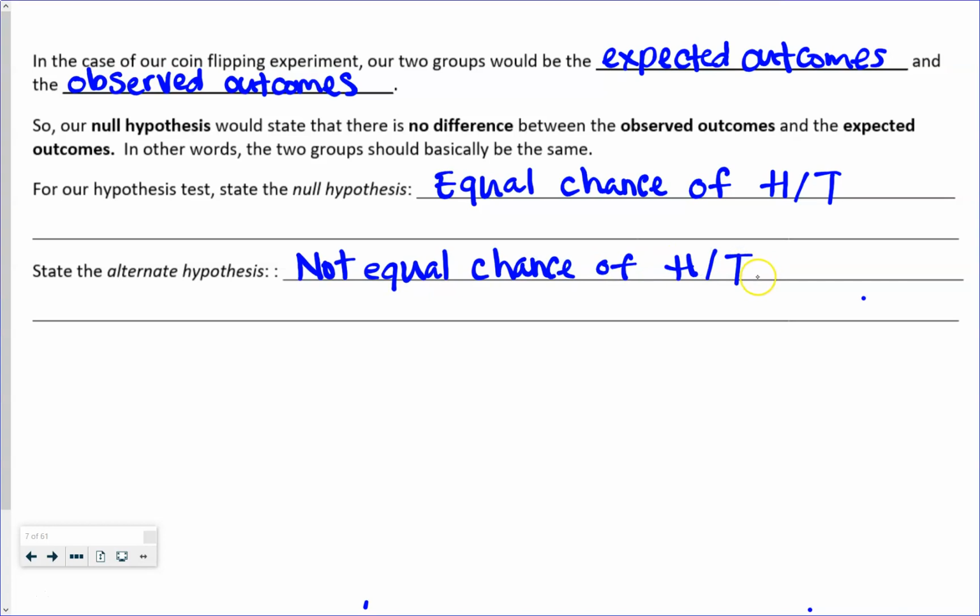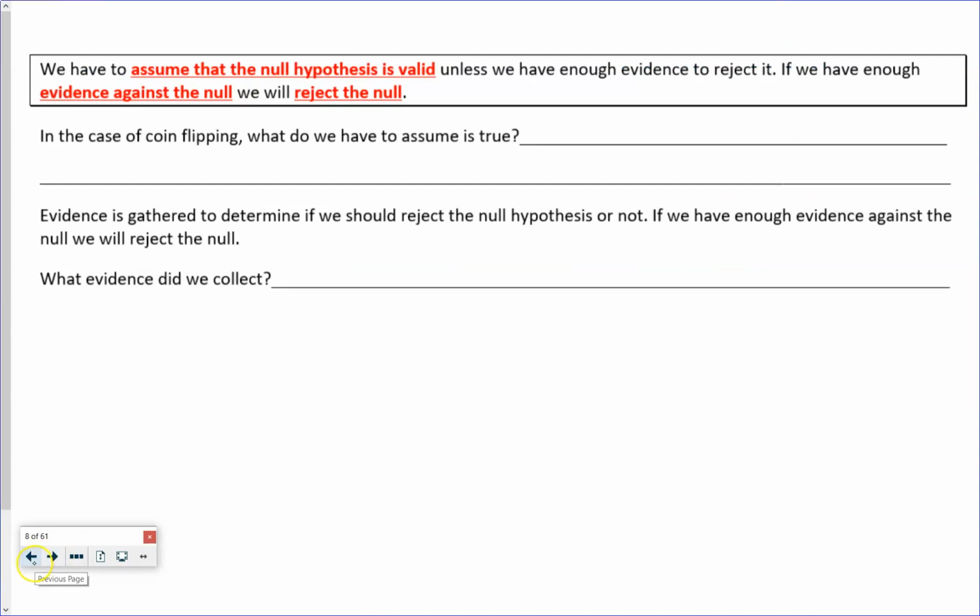Okay, so null hypothesis, no difference. Alternate, opposite, there is going to be a difference between the two. Okay, so we always have to assume that our null hypothesis is true unless we have enough evidence to reject it. So in this case of my coin flips, what do we have to assume? Well, we have to assume that there's an equal chance of my heads and tails.